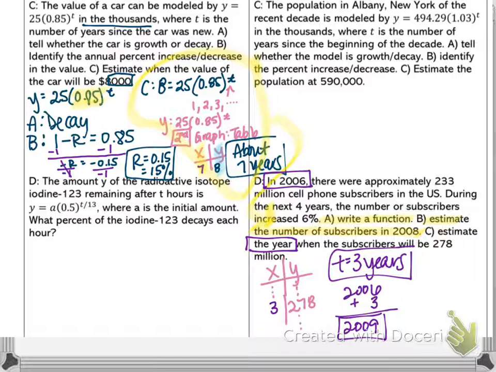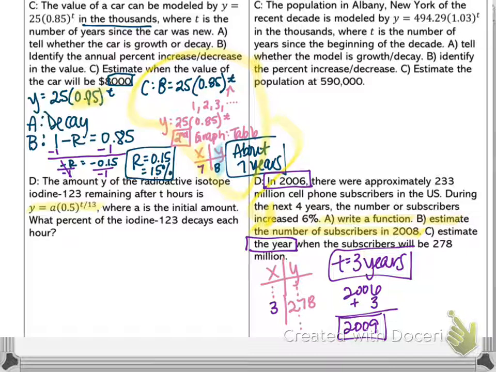They're not asking you how many years, they're asking you in what year will this happen. All right, the last thing I want to point out in this particular example is letter D on the left-hand side. It says the amount of Y in the radioactive isotope iodine-123 remaining after T hours is given by the equation, and they give you this lovely, complicated-looking equation where A is the initial amount. What percent of iodine-123 decays each hour?